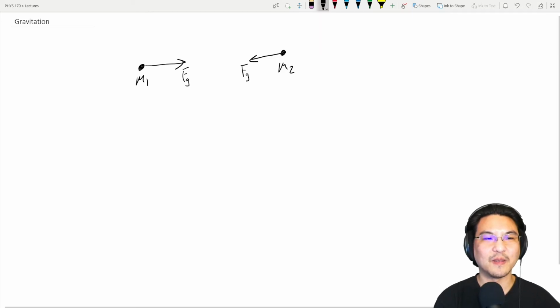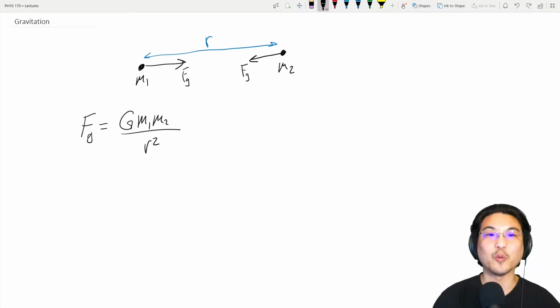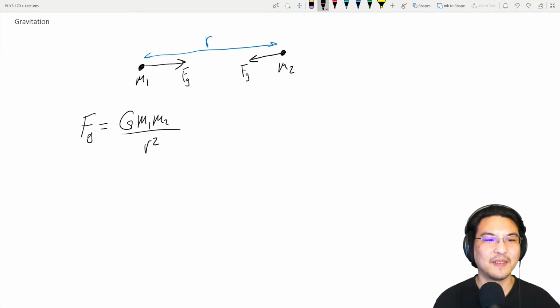Now, the magnitude of the force is proportional to the distance between these two masses. So I'll say some distance r from here to here. And then it looks like this. Some constant, mass 1, mass 2, divided by this distance squared. That's the magnitude. The direction is toward, right? It's attractive. Okay, and then this is the gravitational constant.